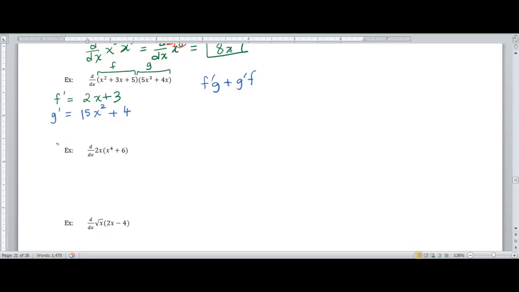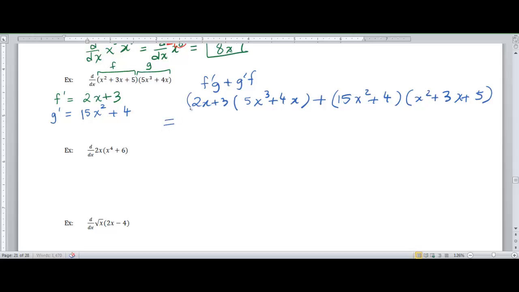Now we combine it all together. F prime is 2x plus 3. G itself is 5x cubed plus 4x, plus g prime, which is 15x squared plus 4, and f itself is x squared plus 3x plus 5. Then we check f prime g plus g prime f. Now we can simplify this. We have to distribute. So the 2x and the 5x cubed gives me 10x to the fourth, and then 2x times 4x is 8x squared plus 15x cubed plus 12x plus. That was the first part.